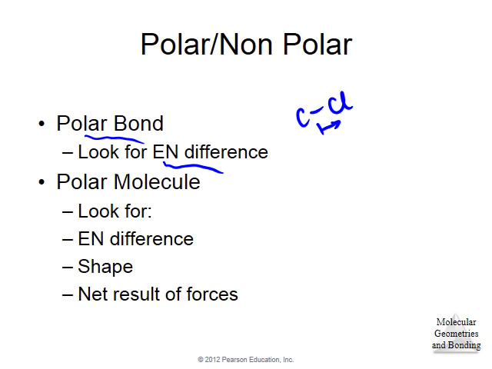Normally, elements on the right side of the periodic table would be more electronegative than elements on the left-hand side, except the noble gases.